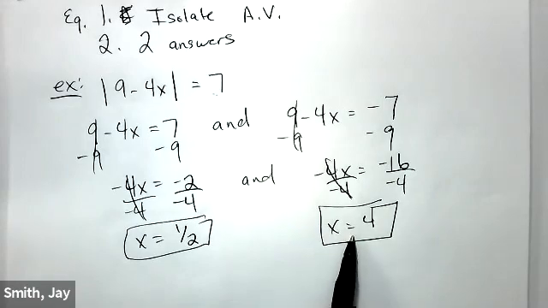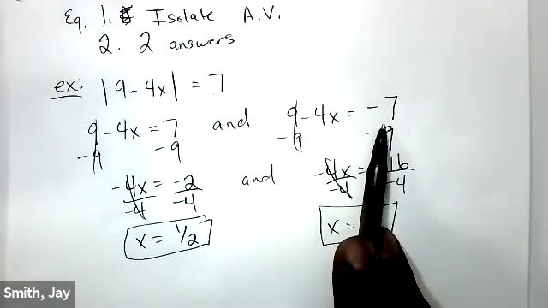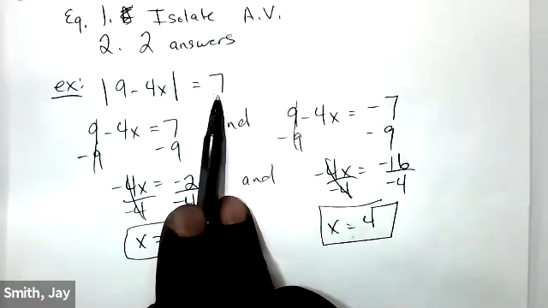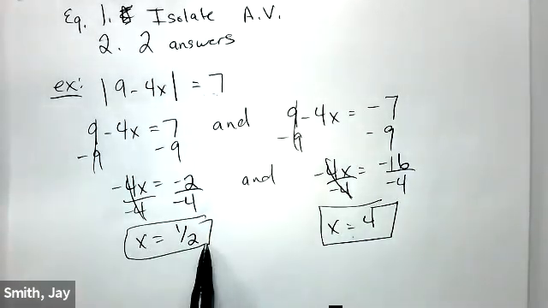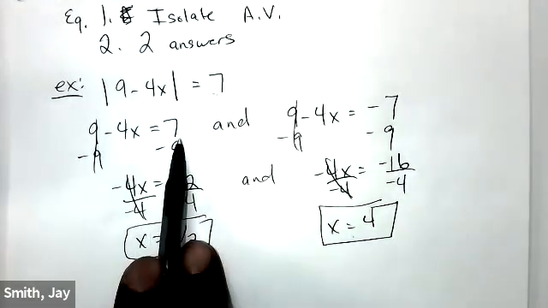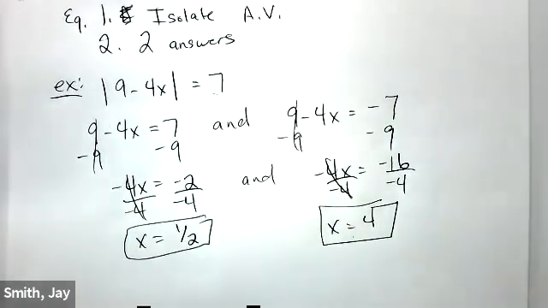So x equals 4 would give me a negative 7 for 9 minus 4x, and the absolute value of negative 7 is 7. And if x equals 1/2, that gives me a positive 7. And obviously the absolute value of positive 7 is 7. So this is how we get our 2 separate answers.